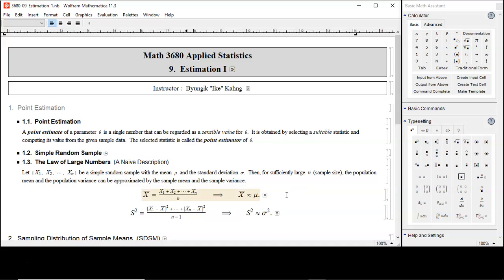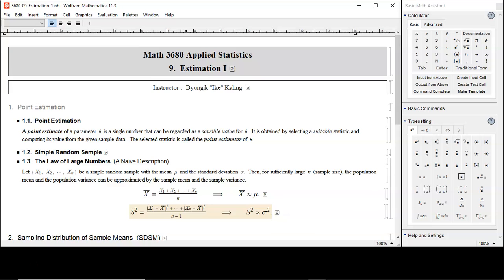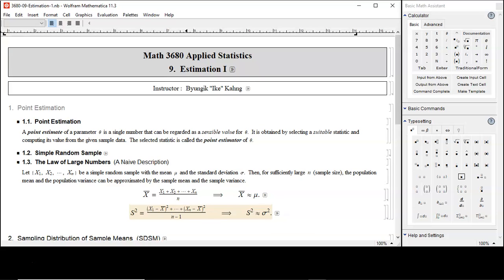Example number 1. If you want to estimate the population mean, what's the best point estimator? It's the sample mean, of course. Add up all the sample observations and then divide by n, the sample size. That's how you get the sample mean, and that is the best point estimator. Now, what if you're interested in the population variance and standard deviation? Of course, we look at the sample variance and sample standard deviation.